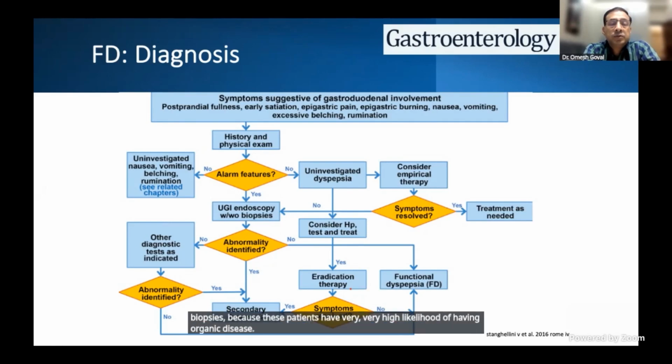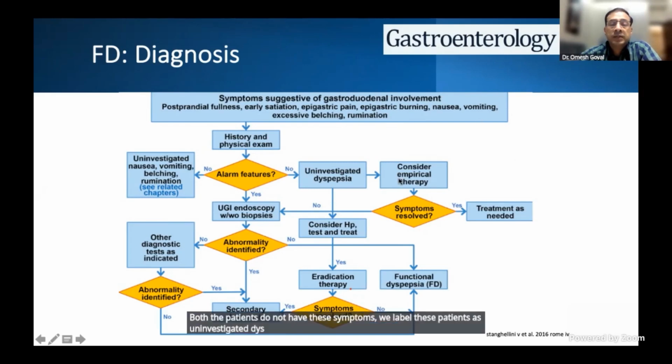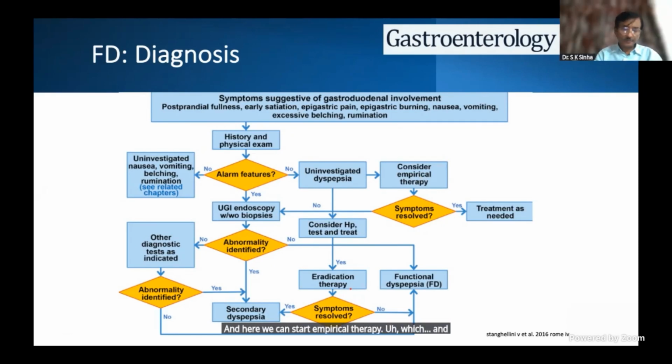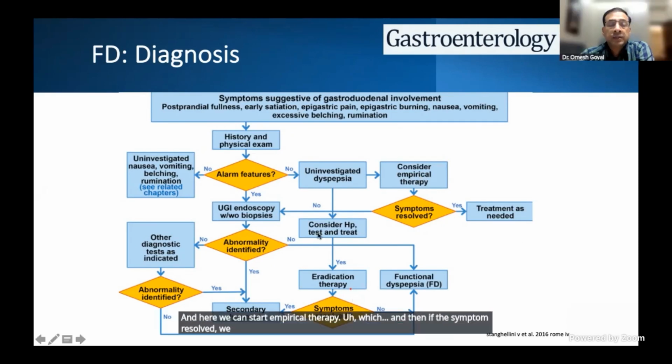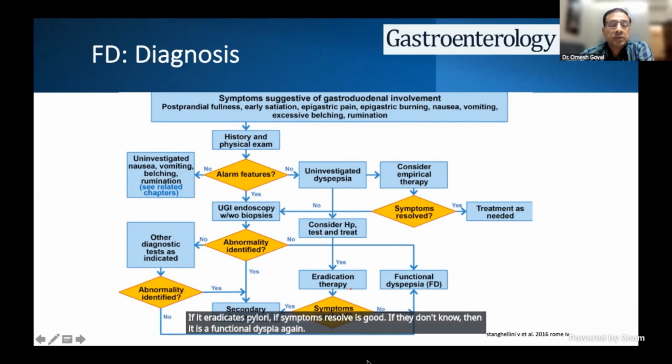If the patients do not have these symptoms, we label them as uninvestigated dyspepsia, and here we can start empirical therapy. If the symptoms resolve, we continue treatment. Then there is the concept of H. pylori testing and treating, which I talked about. If we eradicate H. pylori and the symptoms resolve, that is good. If not, then it is functional dyspepsia again. So this is how we follow this algorithm.